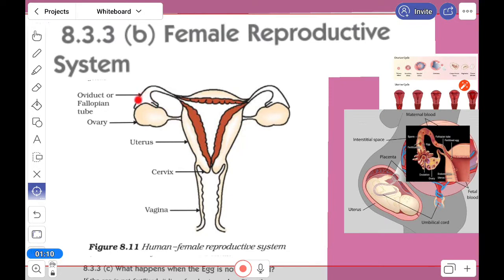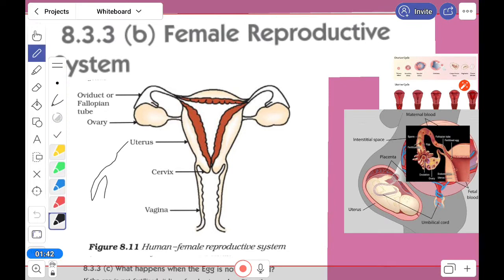And here is another part, the fallopian tube. This name was given according to the Italian anatomist Gabriele Fallopius. We use the term fallopian tube in the case of human beings only. Oviduct is used in other animals. In the fallopian tube, you can see this tube-like structure, and here one hand-like structure. Okay, if I draw it, it will be like this. This is called the fimbriae, the hand.